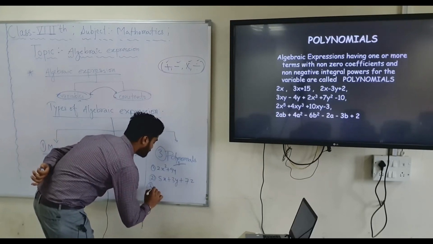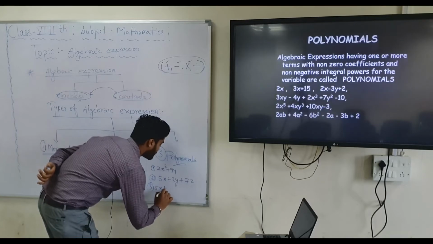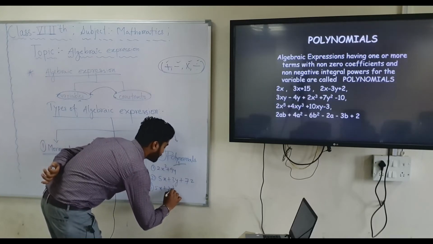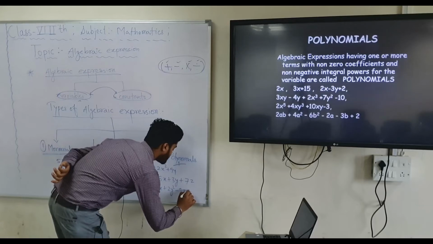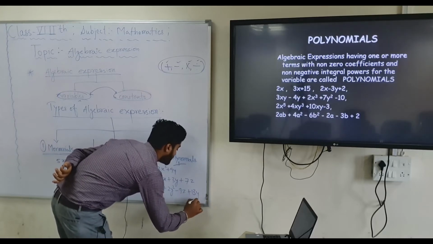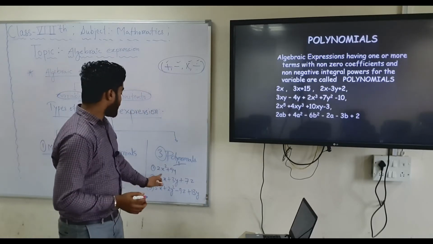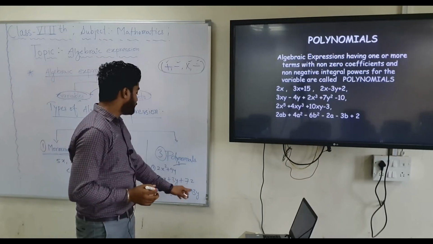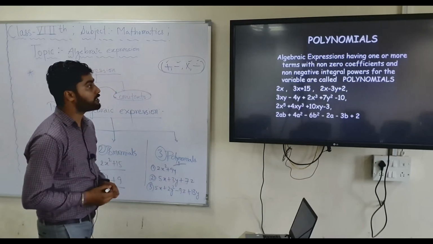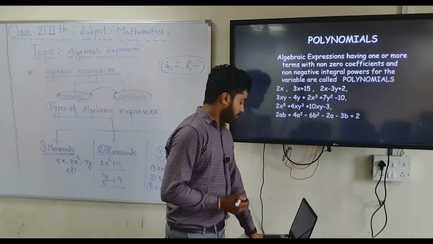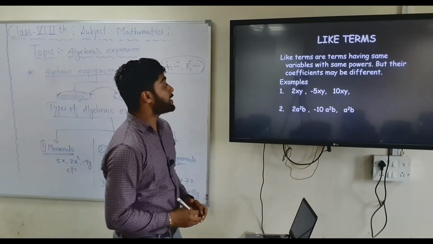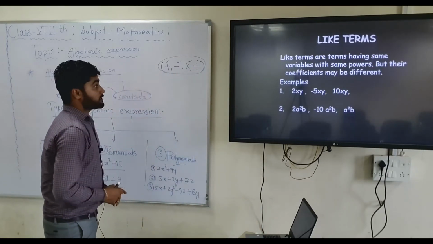And one more example: 5x plus 2y square minus 9z plus 13y is a polynomial because it has 2, 3 and 4 terms, because in a polynomial more than one term is required. Now, like terms.